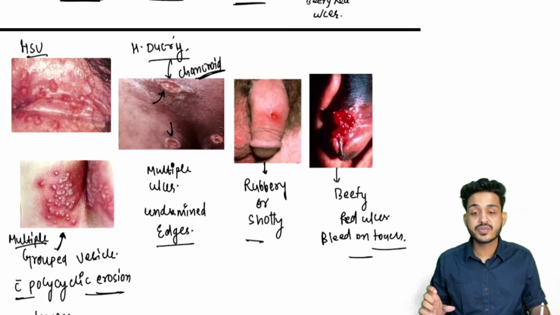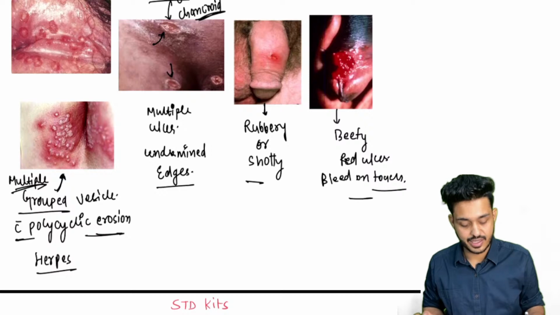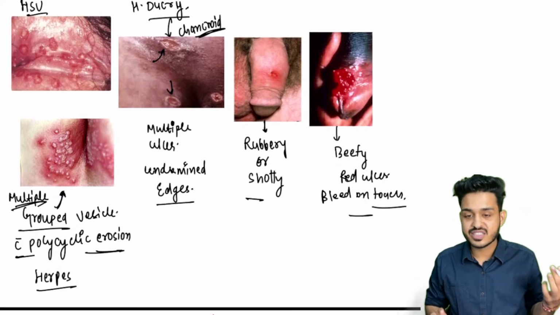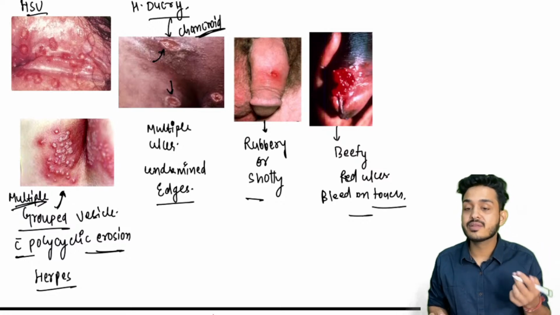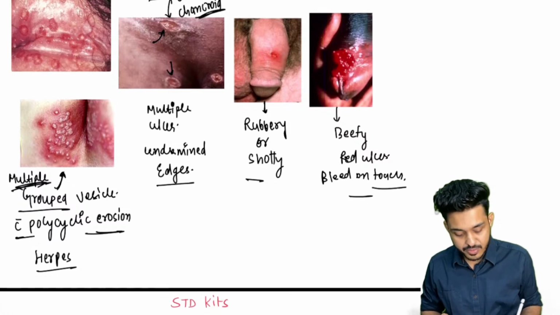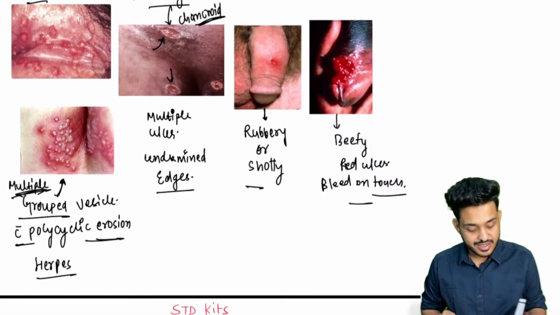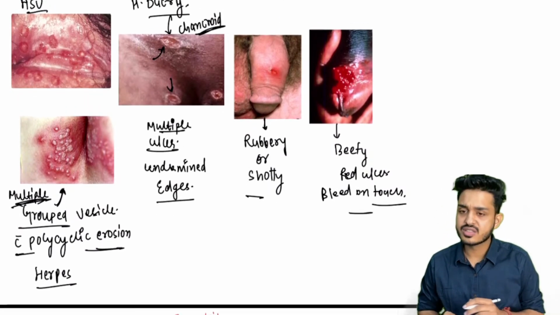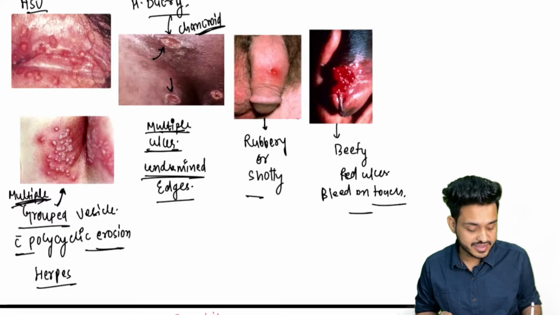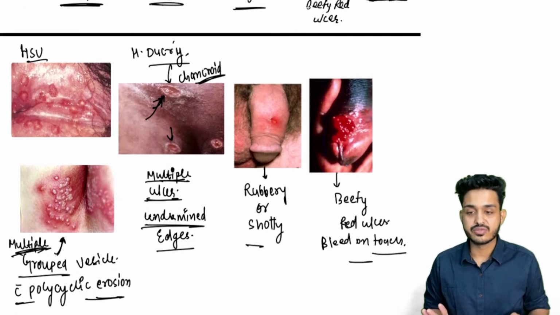Whenever we talk about HSV, what will happen? There will be multiple grouped vesicles. If you find multiple grouped vesicles, it is herpes. Herpes HSV type 1 also occurs around the lips, that would also be multiple grouped vesicles, it will look like this. So multiple grouped vesicles you can easily identify just by looking. Second thing, multiple ulcers are there but undermined edges are there, that would be your chancroid. Okay, these are two painful things.